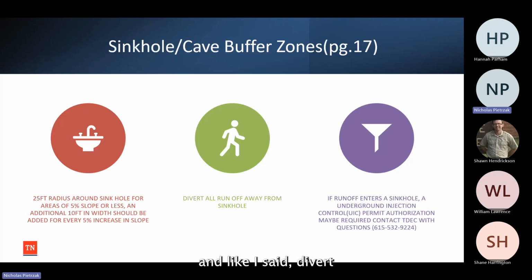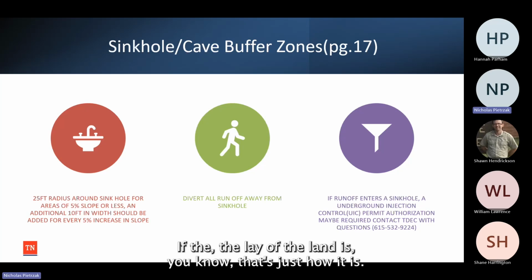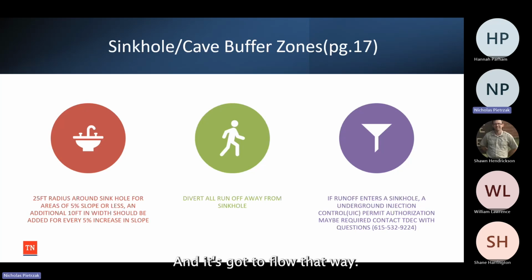And like I said, divert all runoff away from sinkholes. If the lay of the land is such that it has to flow that way, then loggers can put in filter systems, like staked straw bales, in front of where water's draining from roads, and that kind of filters the sediment.